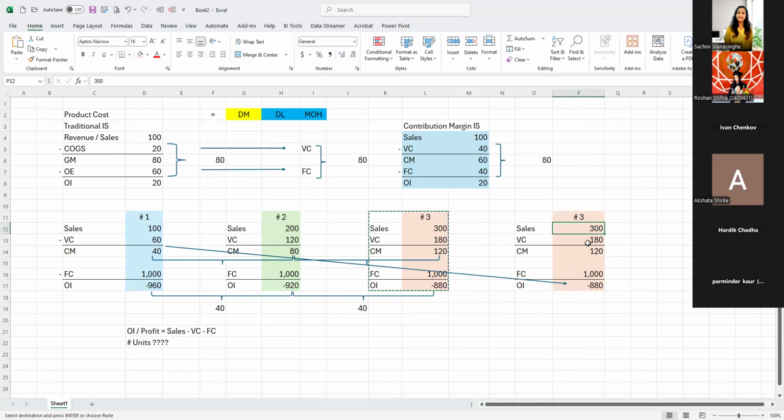Now, can you predict directly how much contribution margin is going to come to me if I sell 10 units? How much will my contribution margin be? Can you tell me? 1200. Sorry? It's 1200.